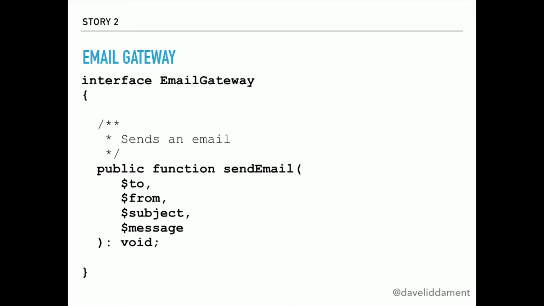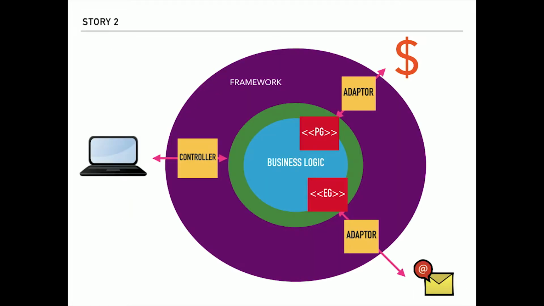So our email gateway interface might look something like this. It's pretty simple. It's just saying I want you to send an email, and here's who you're sending it to, who it's from, here's the subject, here's a message. Now, the real implementation is the yellow boxes, which are marked as adapters, so the bottom right for the email and top right for the payment gateway. But the business logic doesn't know anything about these implementations. It just knows it's got something that conforms with the interface we've just seen.